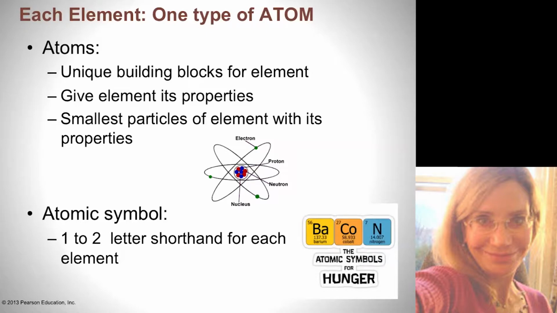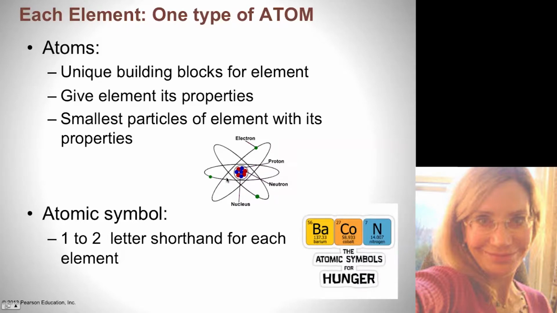So the name of the element is the same name as its atom. Atoms are the unique building blocks for an element. The atoms give the element its properties, and the atoms are the smallest particles of the element with its properties. And here's a representation of an atom. Remember, you've got your atomic nucleus in the middle. These are showing you some protons and neutrons, and then the electrons are spinning around that atomic nucleus at great speed.